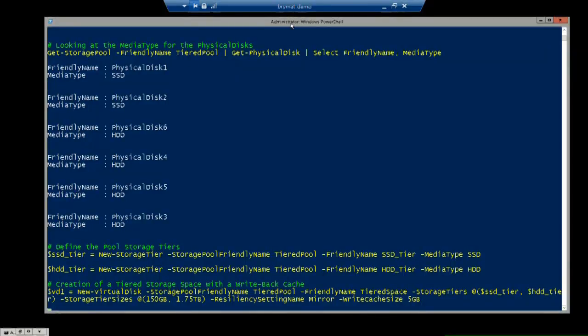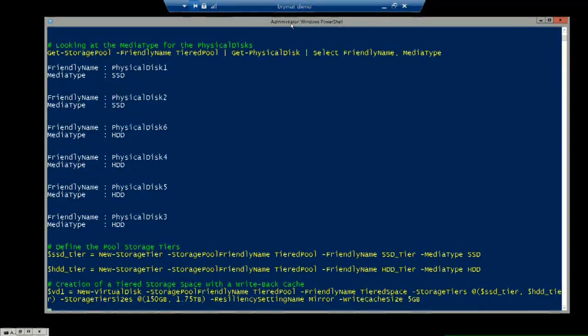Now it's the process of creating my tiered virtual disk. Now, I don't know how many of you are familiar with the new virtual disk command, but it's very similar. I just have two new fields, storage tiers and storage tier sizes. I simply pass in the tiers. I pass in how large I want my tier distributions to be. So in this case, I've chosen 150 gigabyte SSD tier and a 1.75 terabyte HDD tier. I want a mirrored space.